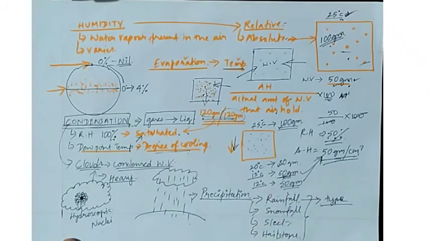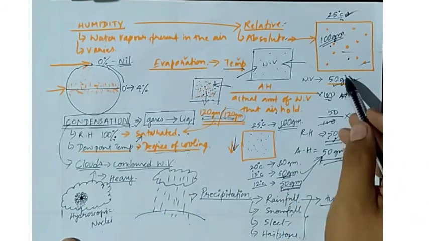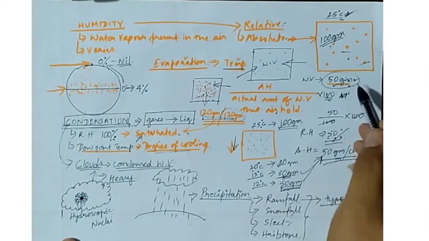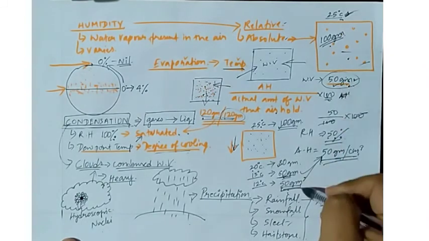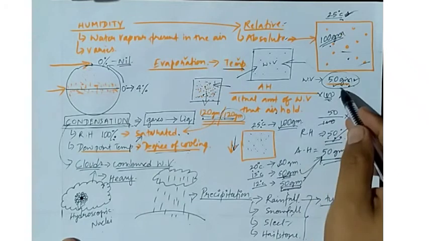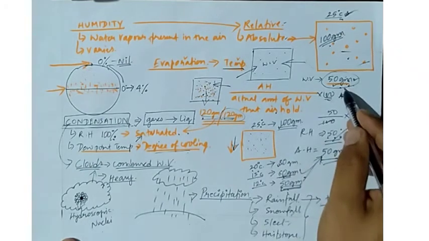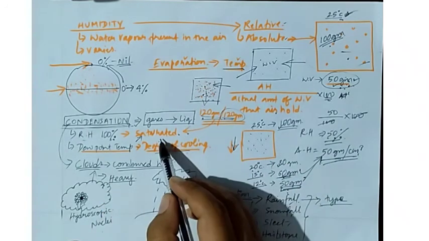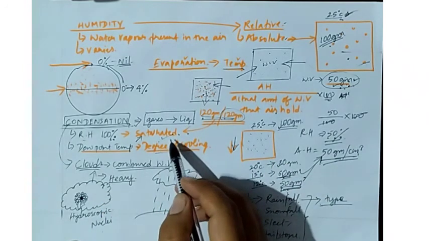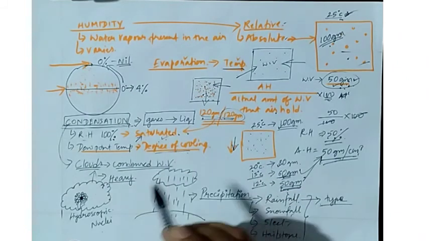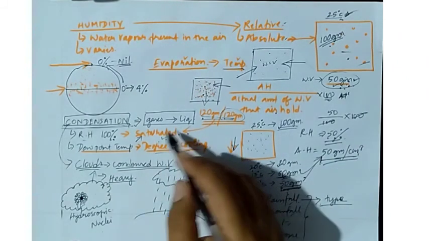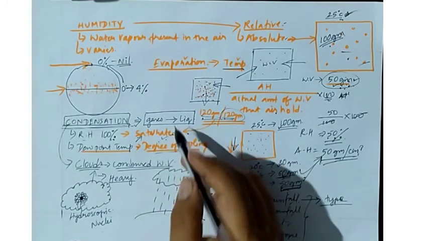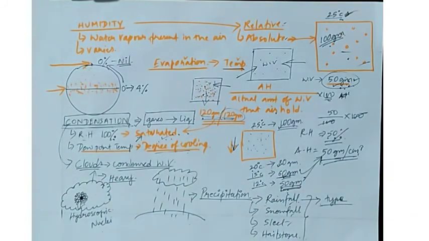Now when it decreases to 12 degrees Celsius, the holding capacity has reached 50 gram, and the humidity present in this air right now is how much? 50 gram only, isn't it? So the air has reached its maximum holding capacity, the relative humidity is again 100%, and the air has become saturated. After the air becomes saturated, the process of condensation will begin.